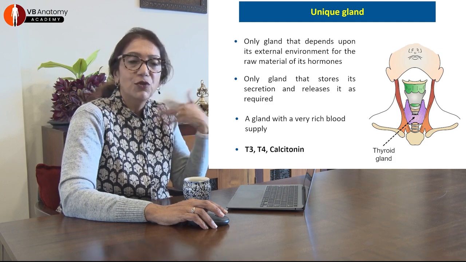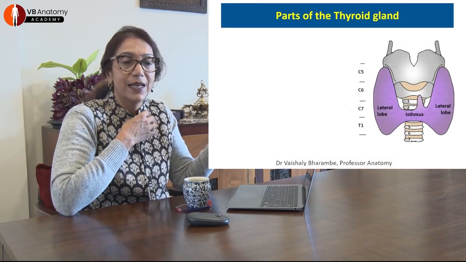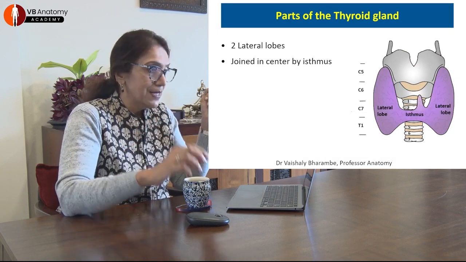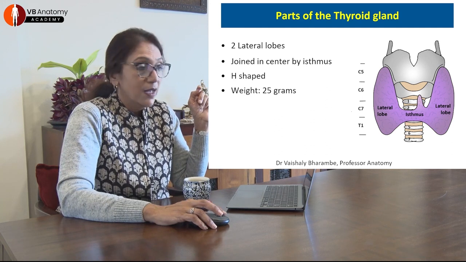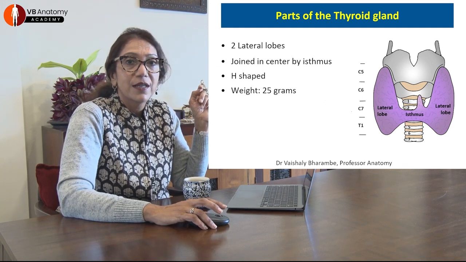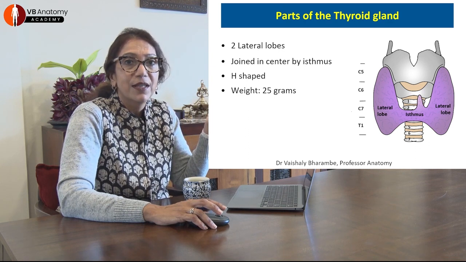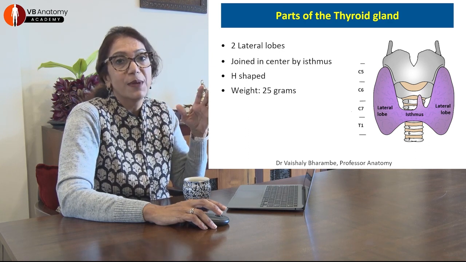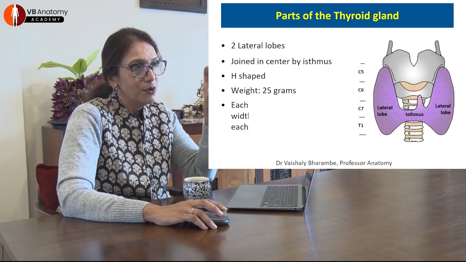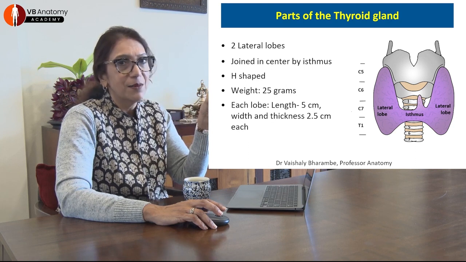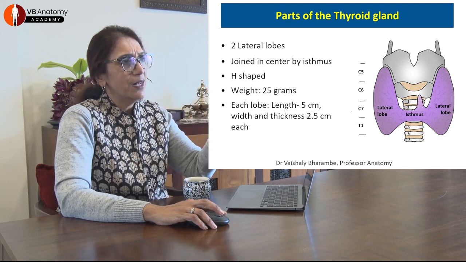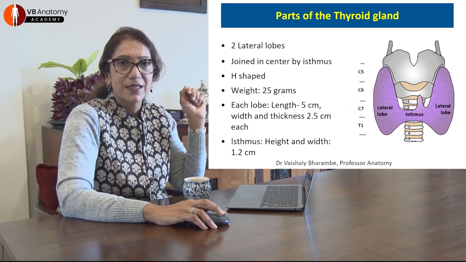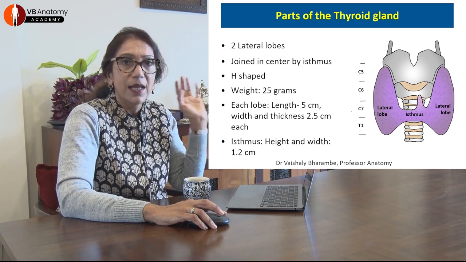We know it's endocrine. We've introduced it to ourselves. So let's talk about its parts. We know that it's a gland in the neck, made up of 2 lobes and an isthmus. It's almost H-shaped, weighing about 25 grams. Now we come to dimensions. Students, how to remember the length, width, etc.? When I was a student, I would use my common sense. I have seen the gland. I know it's about 5 centimeter in length, about 2.5 centimeter in width and depth. What about the isthmus? It's about 1.2 centimeter width and height. Use your common sense. There's no point in mugging up all this.